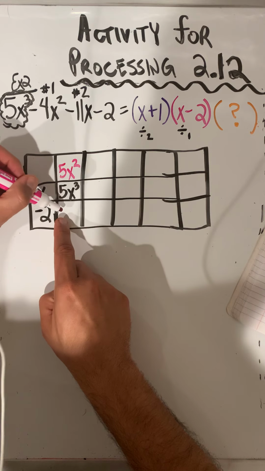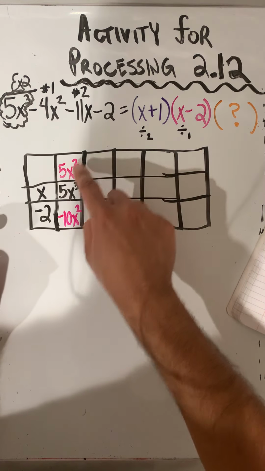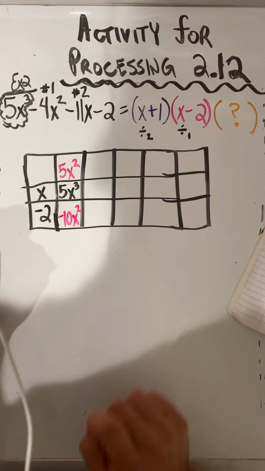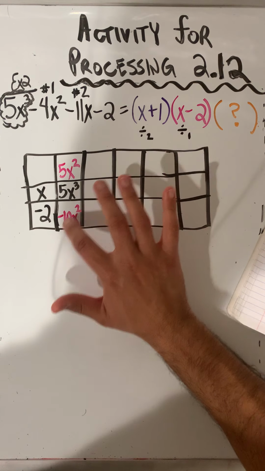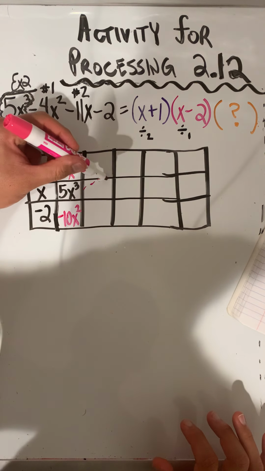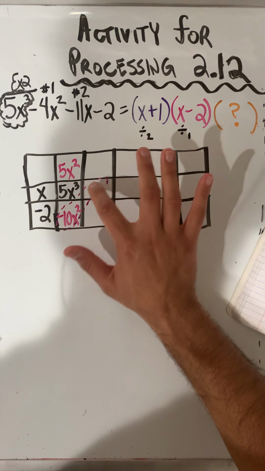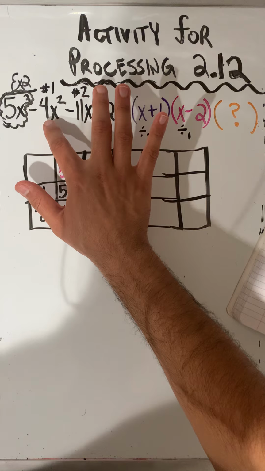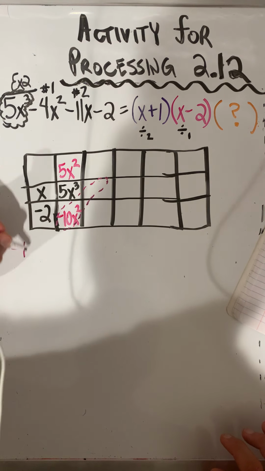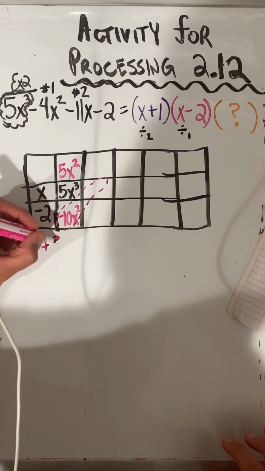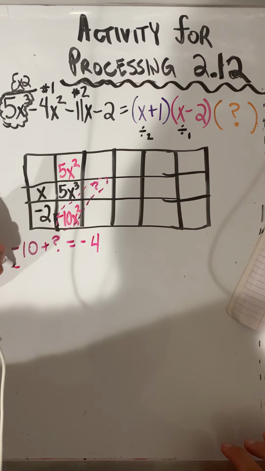All right, I'm going to multiply these two, negative 10x squared. Okay, 5x squared times negative 2 is negative 10x squared. Beautiful. Okay, now we need to combine these two terms here diagonally. So this box and this box where I'm pointing need to give us this result, negative 4x squared. Now, negative 10 plus something, this is the something, we don't know what it is, needs to give us negative 4.